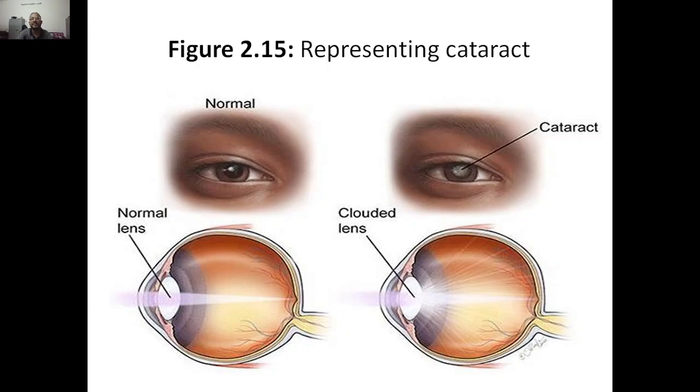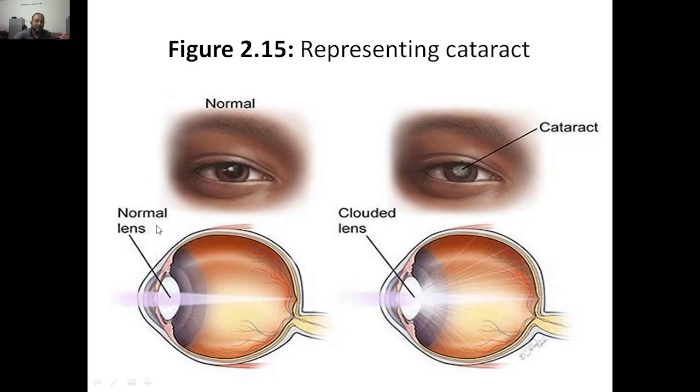So here is the representation of the cataract. This is the normal eye, and this is the cataract. You can see a whitish structure here. So that is the cataract. This whitish structure we get as we get older, or some people will get it at an earlier stage, which may be because of genetic issues.